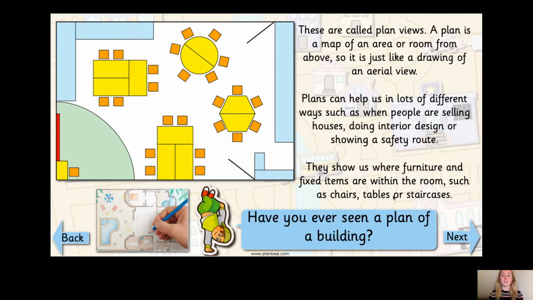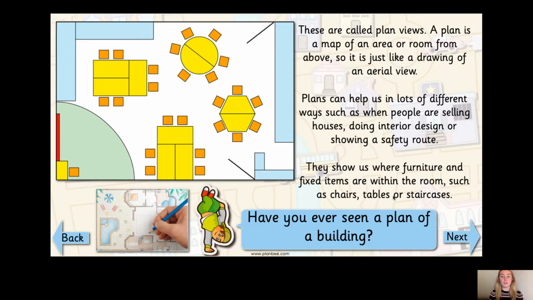Now, plans can help us in lots of different ways, such as when people are selling houses, they give people aerial views or plan views of the house so people know where different rooms are. They also use them when they're doing interior design. So when they're designing a room, they lay it out on a plan view, so what's going to go where. And they also help us to show a safety route. So in school, we have a map, which is a plan view of the school, which shows us the route we'd need to take if ever there was a fire.